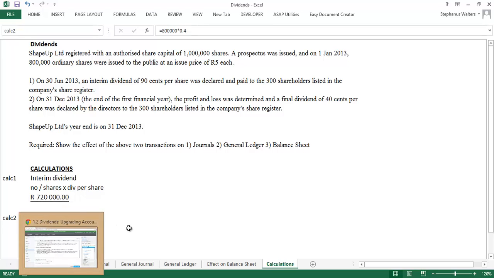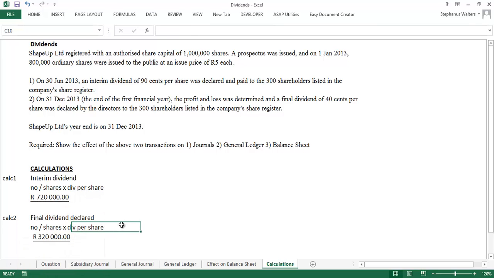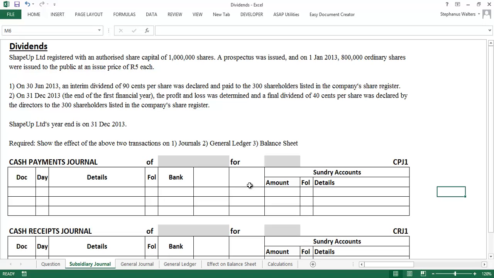So let's go to our journal. Which journal do we record this in? We're going to record this in our subsidiary journal. We've paid money. We're not given a document number, so we can just fill in a generic one there. We've paid this on the 30th of June. So this is the cash payments journal for June. And this is Shape Up Limited.